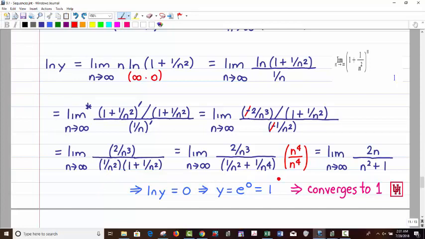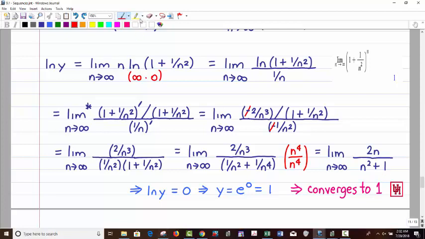like so. And then to get rid of all those fractions, I just multiply top and bottom by n to the 4th, because that was the largest power for n, and that kind of got rid of all the fractions. And then it turned into this 2n over n squared plus 1, and then we're home free. Of course, that limit equals 0.